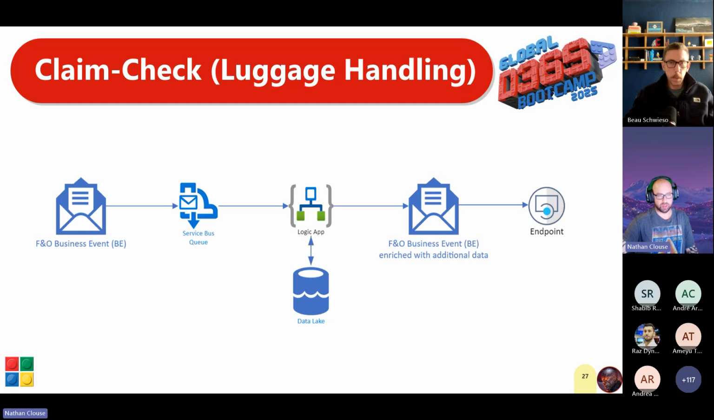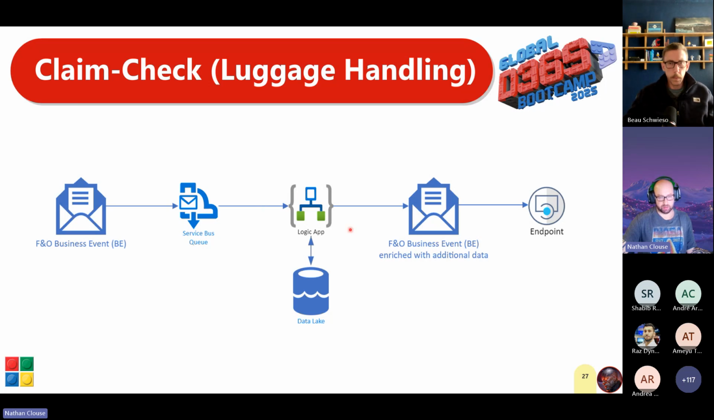Next is a pattern called a claim check or luggage handling. What this means is we take our event and we separate it out into two things that we're interested in. In this example, we're using a business event. The business event represents our claim, which just means something happened. And we can't get the entire scope of what happened, but we know the trigger for moving it to its next step. So we take this business event and put it out in a service bus queue.